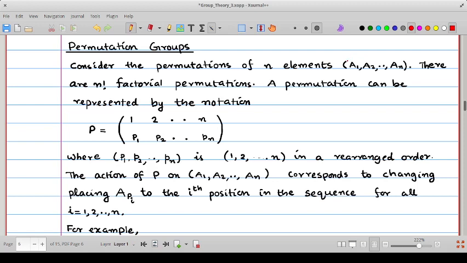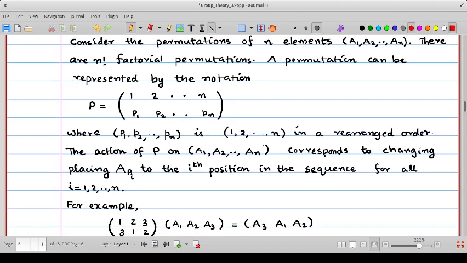and the operation of permutation can be represented using the following symbolic representation, where on the top row we have 1, 2, etc. up to n, and on the bottom row we have p1, p2, etc. up to pn, where P1, P2, etc. up to Pn are the numbers arranged in a different order from the order given by this 1, 2, 3, etc. up to n.